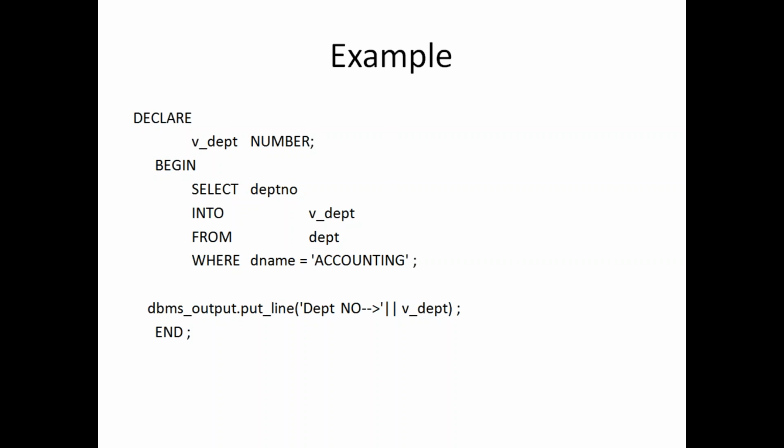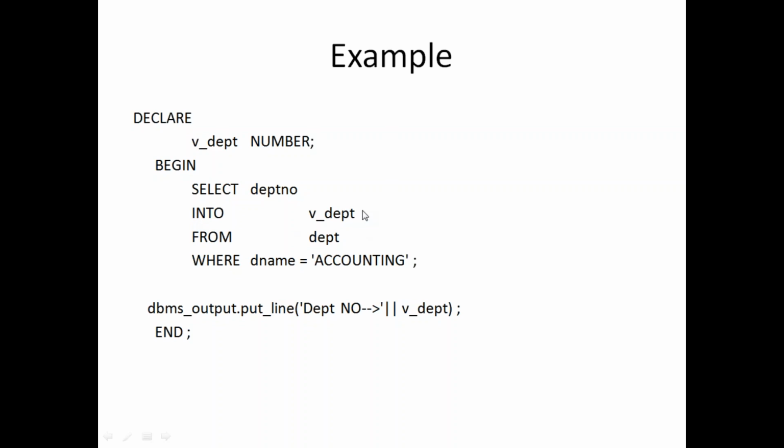So here, what are we doing? We want to get the department name for a given department ID. If it is a normal SQL statement, we can just write select department name from and so on. But if we want to use the same select statement inside PL/SQL, what is the difference you observe?